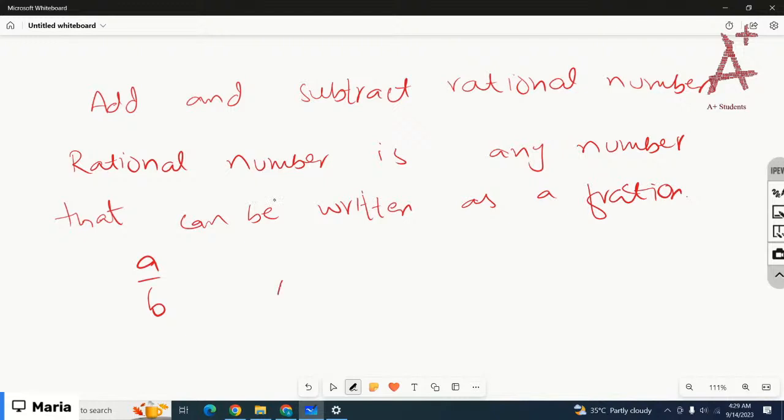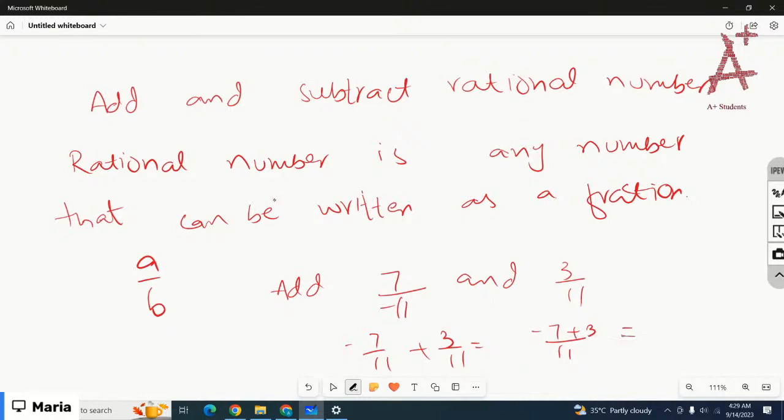For example, you have to add negative 7 over 11 and 3 over 11, right? So that is negative 7 over 11 plus 3 over 11. They have the same denominators, that is 11, so you simply have to add their numerators. Negative 7 plus 3 is negative 4 over 11, right?